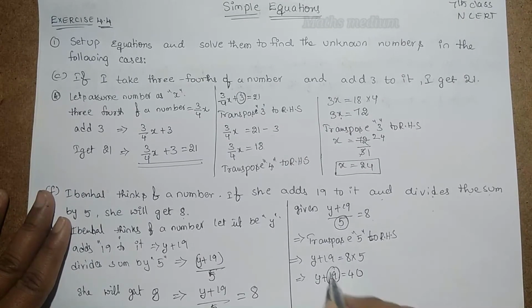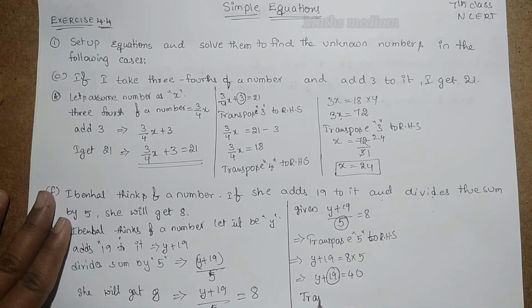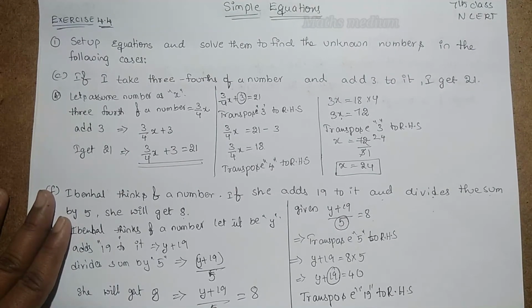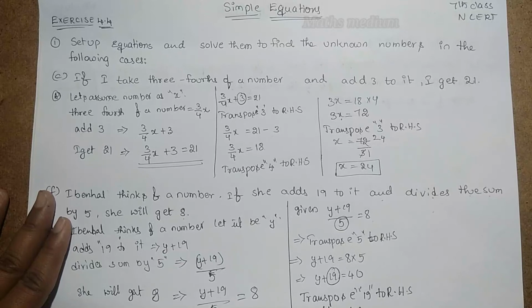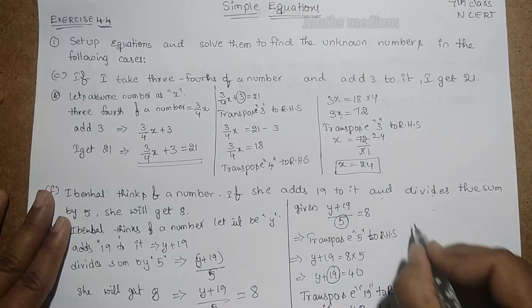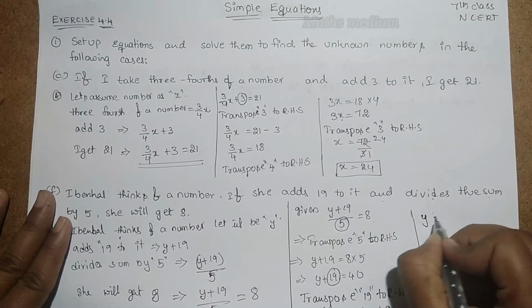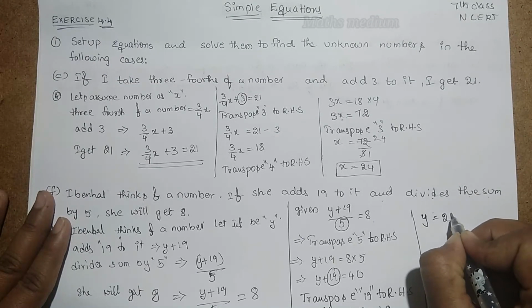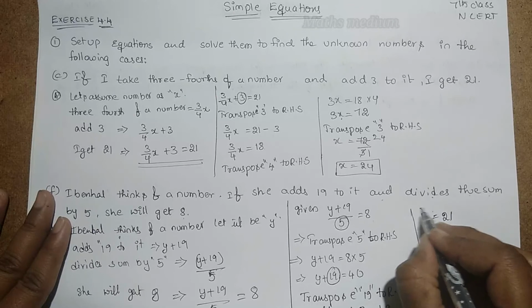Again apply transpose with 19. Transpose 19 to RHS. So y is equal to 40 minus 19. It gets 21. So this is the answer.